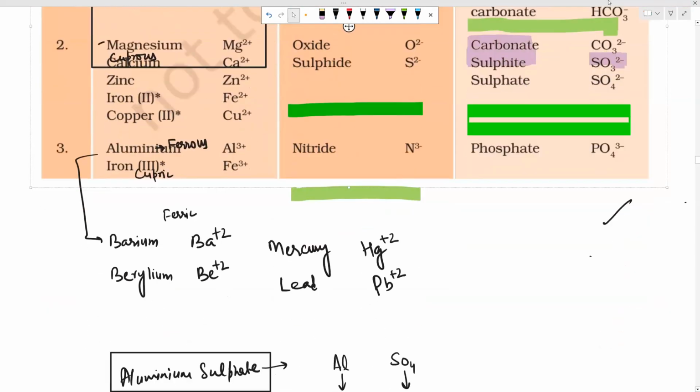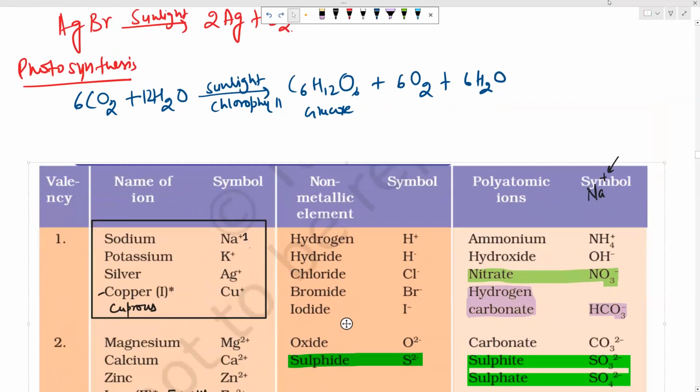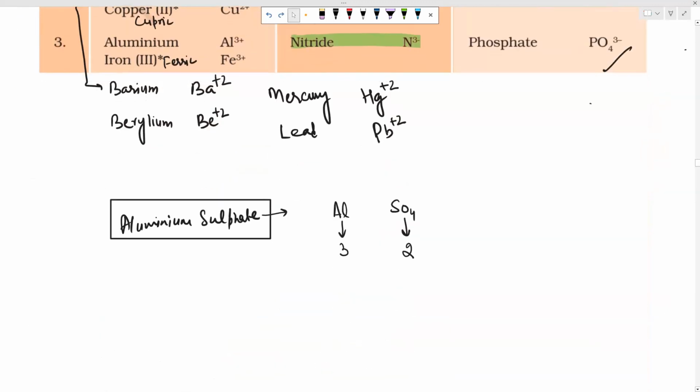So how can you write the formula of this one? You can write it just by cross multiplying. If more than one atom is there on this side, you write it this way: Al2, then you put the bracket and write SO4, and then the whole thrice. This 3 comes to multiply this way. Okay, got it?